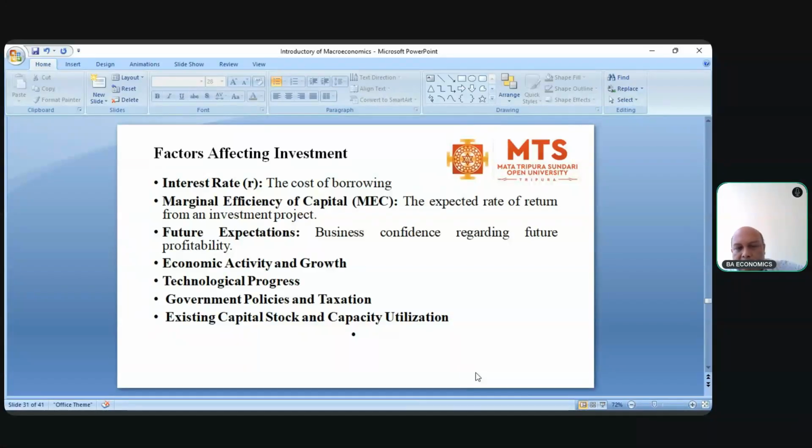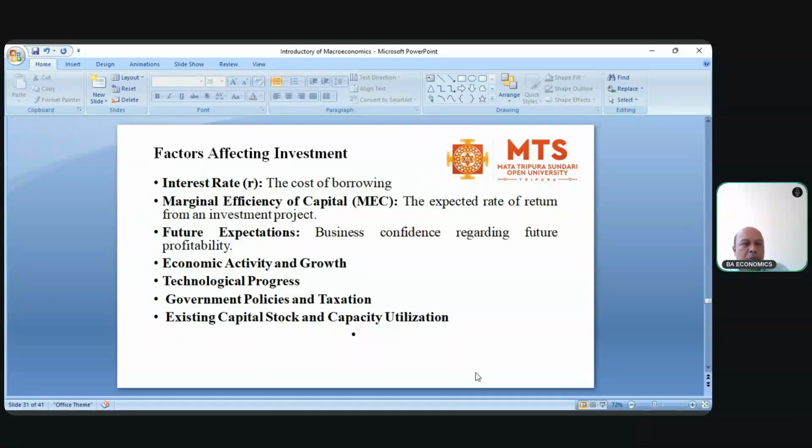Existing capital stock and capacity. If in any country we identify a huge amount of capital and the maximum capacity for using capital is utilized, then investment level will decline. I give you one example, like Japan. Japan is a developed country and has huge capital, and due to that the investment level in Japan has declined. Japanese firms do not want to invest money in Japan, because if they invest money in Japan, then the return will be very, very low. There is no scope of investment in Japan.